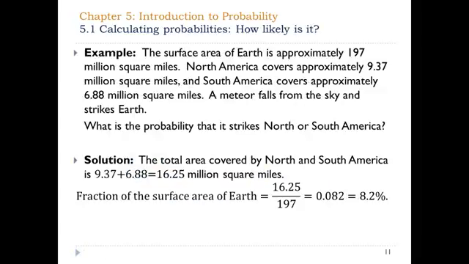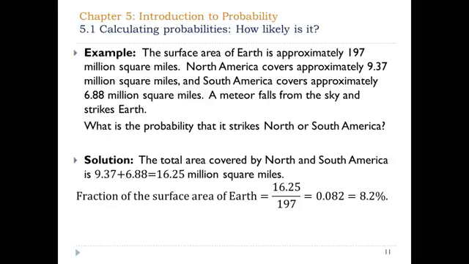Example. The surface area of Earth is approximately 197 million square miles. North America covers approximately 9.37 million square miles, and South America covers approximately 6.88 million square miles. A meteor falls from the sky and strikes Earth. What is the probability that it strikes North or South America?